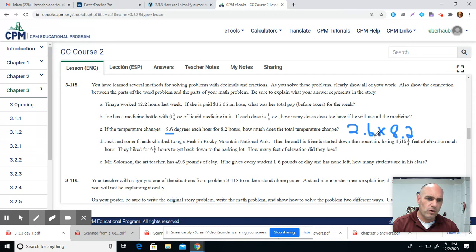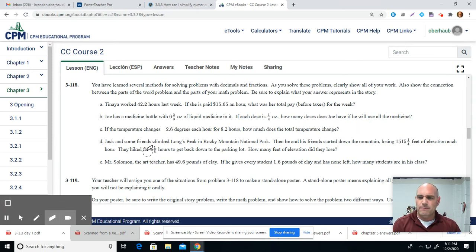We would have 2 decimal points in the problem. Remember, we don't line them up. We don't have to line them up when we multiply. We just multiply like 26 times 82. And then since I have 2 decimal places, when I get my answer, I move it back 2 places to the left.